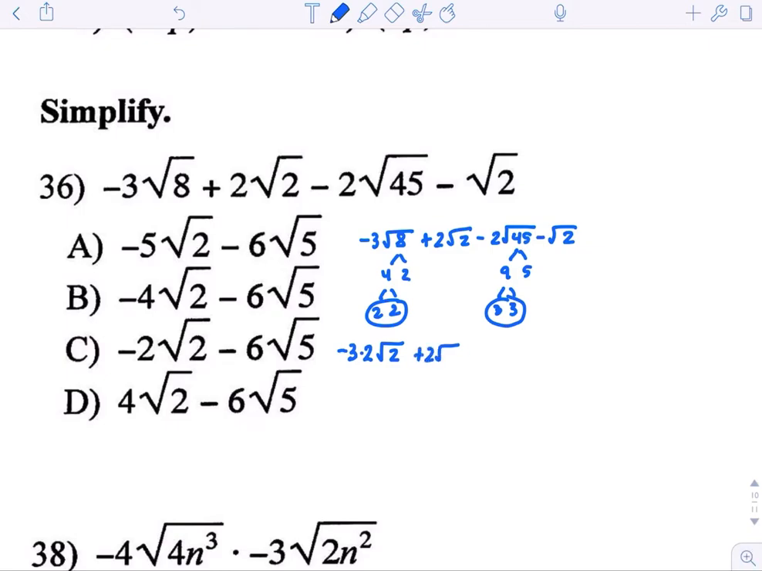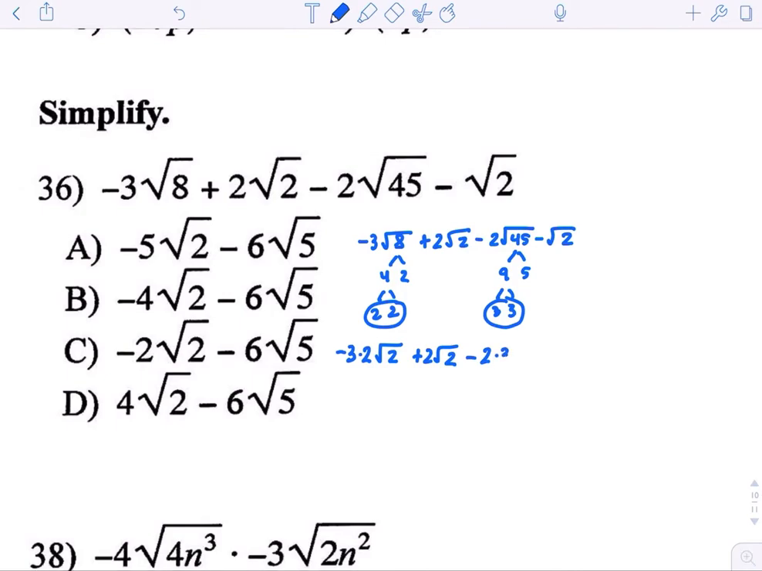Plus 2 rad 2, minus, okay, this 3 gets to come on the outside, right? So -2 times 3, leftover is 5, so square root of 5, minus root 2. So if we simplify this, -3 times 2, -6 rad 2, 2 rad 2, -2 times 3, -6 rad 5, minus root 2.